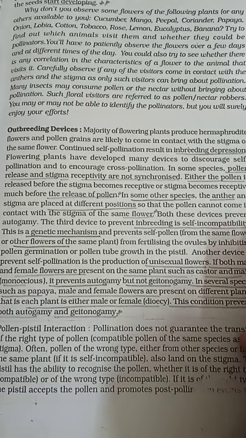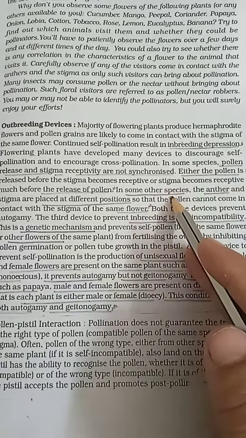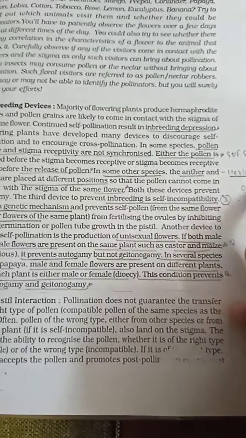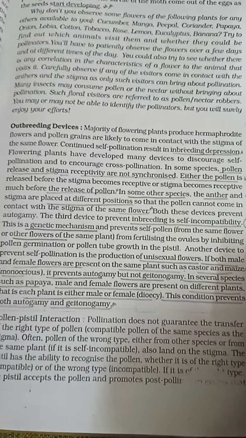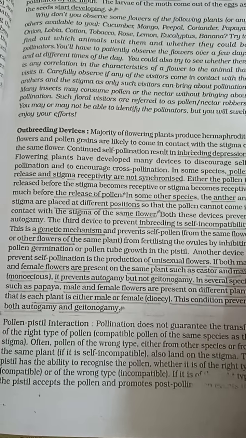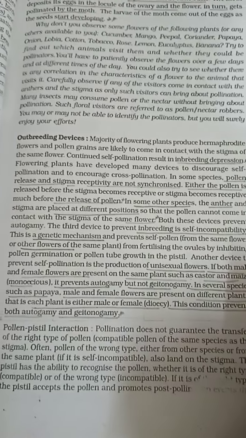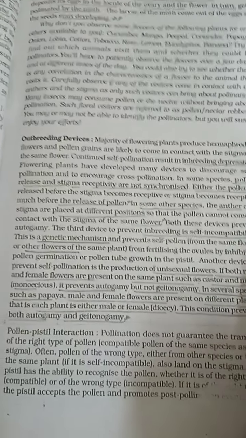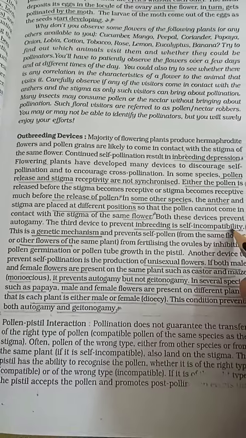Then the anther and stigma are in such a position that the stigma fails to receive the pollen grain, that is called herkogamy. Dichogamy is the condition when anther and stigma mature at different times. If the anther matures earlier, that is called protandry, and when the stigma matures earlier, that is called protogyny. So that encourages cross pollination.